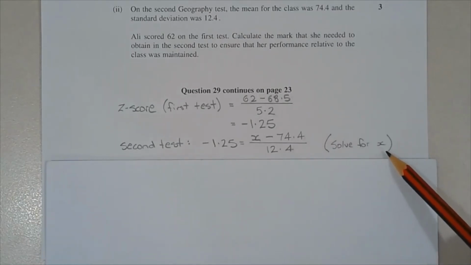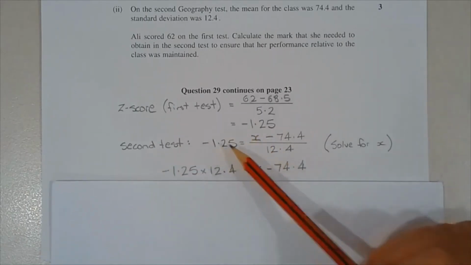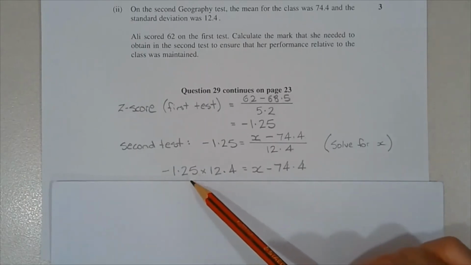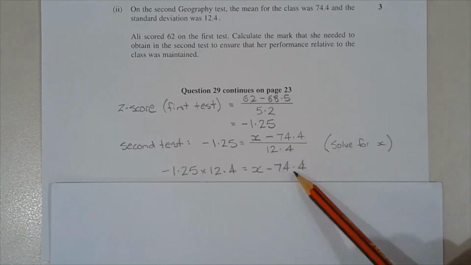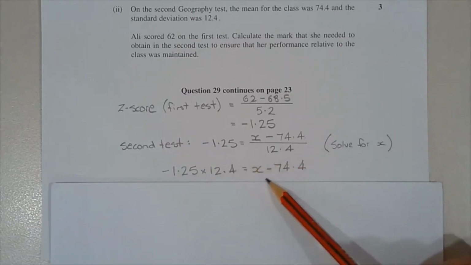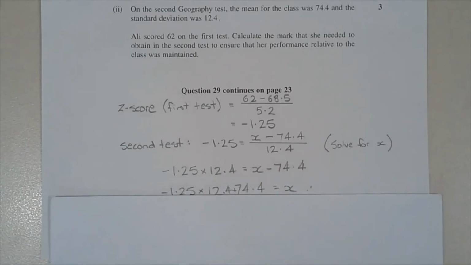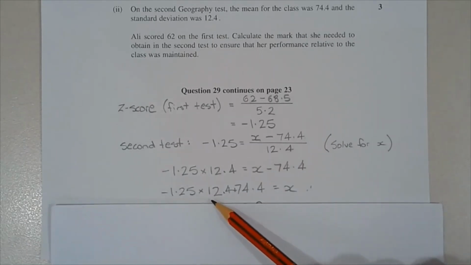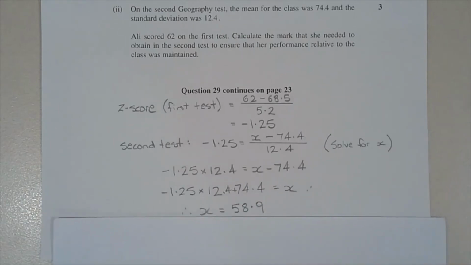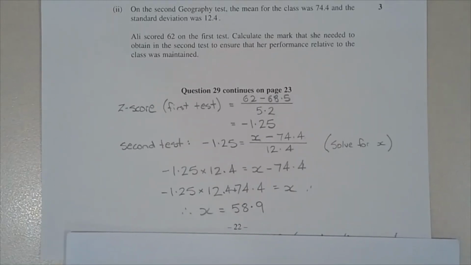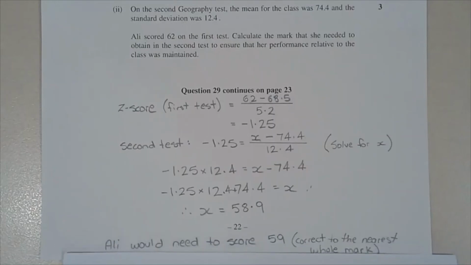And then we're going to solve for x. So I'm going to rearrange this formula, make x the subject. So multiplying both sides by 12.4, we have negative 1.25 multiplied by 12.4 is equal to x minus 74.4. And of course we're going to add 74.4 to both sides so that x is the subject of the formula. So we end up with negative 1.25 multiplied by 12.4 plus 74.4 equals x. So therefore x is equal to 58.9. So let's round that to the nearest whole number. Ali would need to score 59, which is correct to the nearest whole mark.